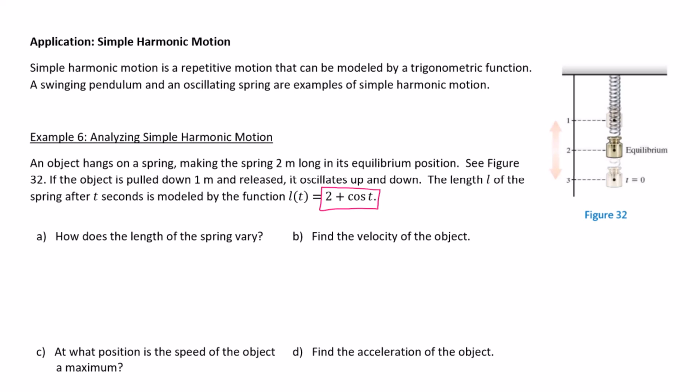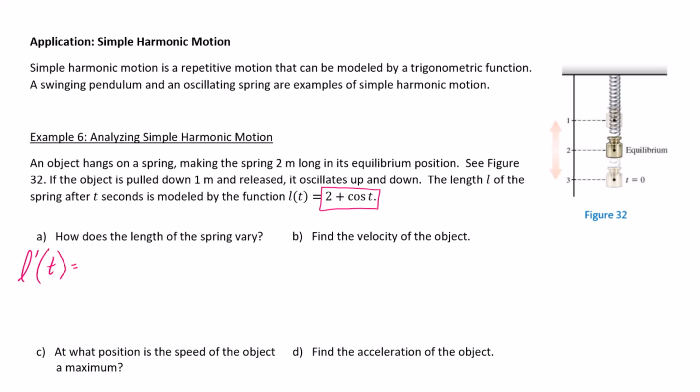So how does the length of the spring vary? As you can kind of see, it would just continue to oscillate between those two, but we could try and identify when it is at its high point or its low point by figuring out whenever the derivative, which is L prime of t in this case, equals 0.